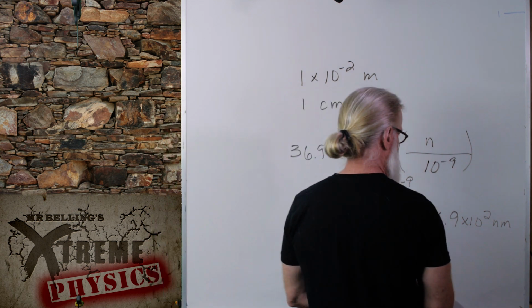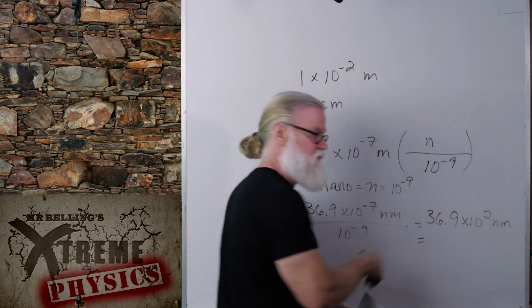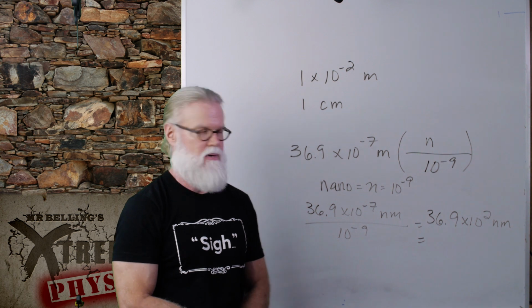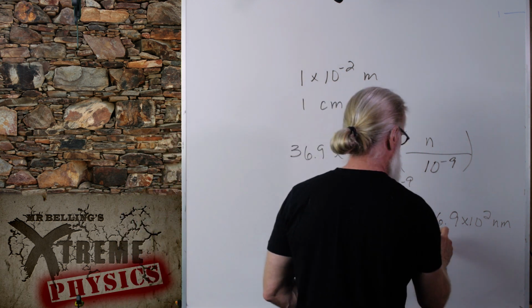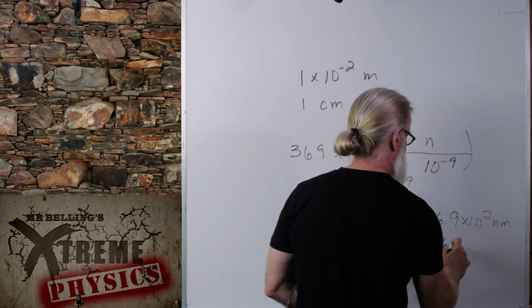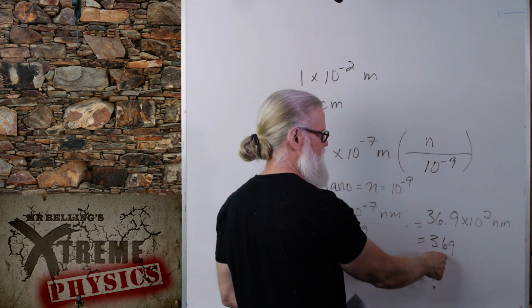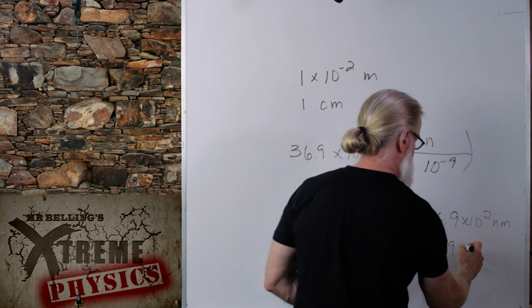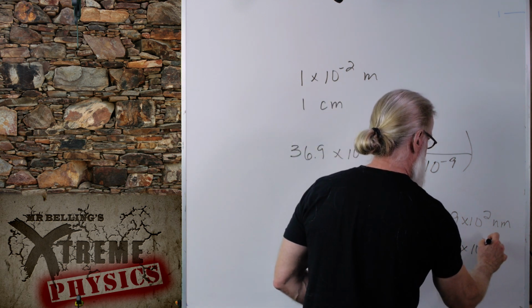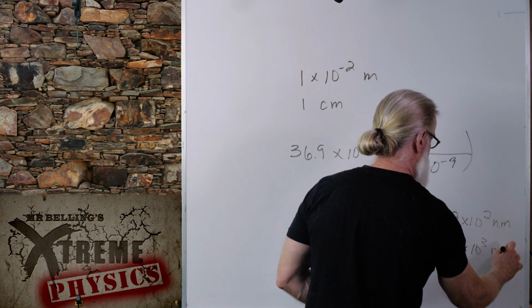So if I wanted that in proper scientific notation, that's a perfectly valid number, by the way. It's just not proper scientific notation. Let's move this here, 3.69. I made this number smaller, 36.9. I made it 3.69. So I made it smaller by a factor of 10. So let's make this bigger. Nanometers.